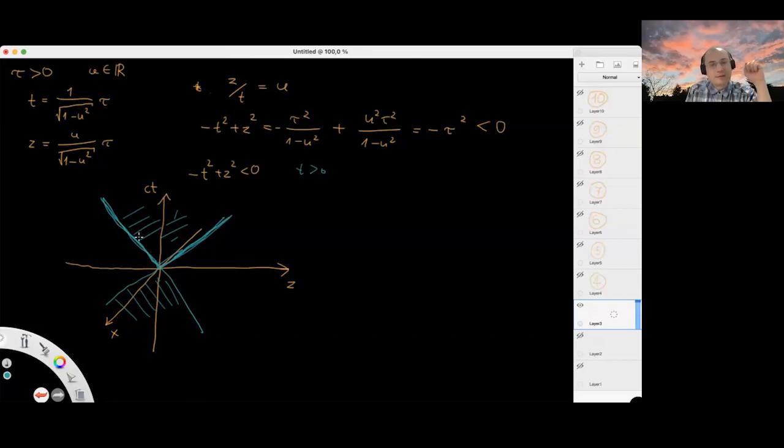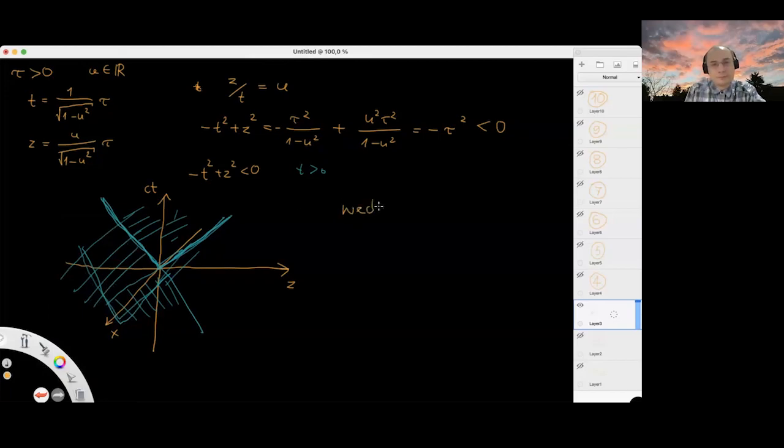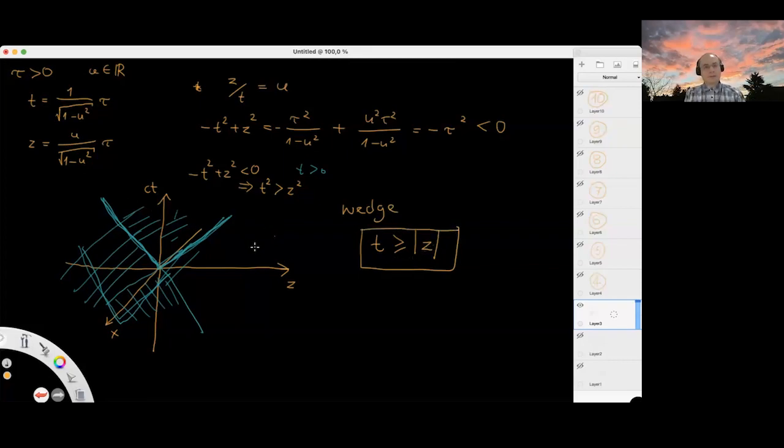And then there is also the third and fourth dimensions, but they're not restricted. So this coordinate system is valid inside a wedge. Let me draw it this way. Wedge given by t larger or equal than modulus z. This follows from this. t squared is larger than z squared, t is positive, so t is larger than that. So it covers this type of wedge. Is it clear?